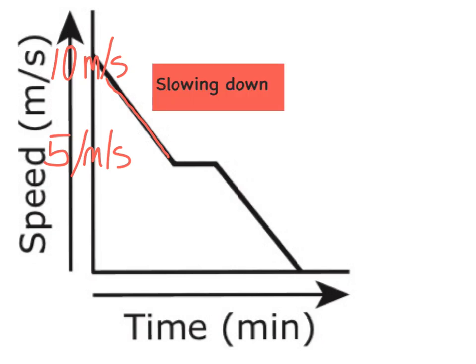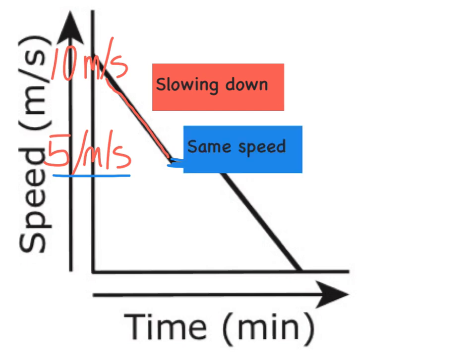In the middle part of the graph, it's leveled off. That means we're not changing our speed. We're remaining at a constant 5 meters per second for a couple of minutes. So again, we're not stopped. We're just moving at the same speed or the same rate.